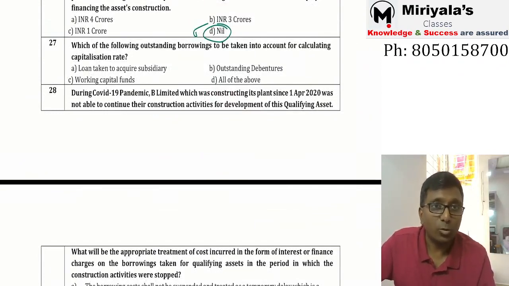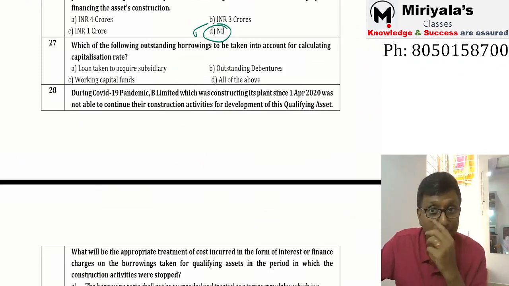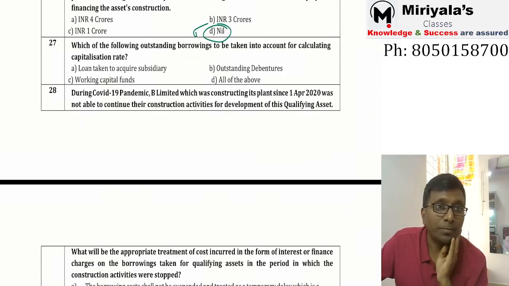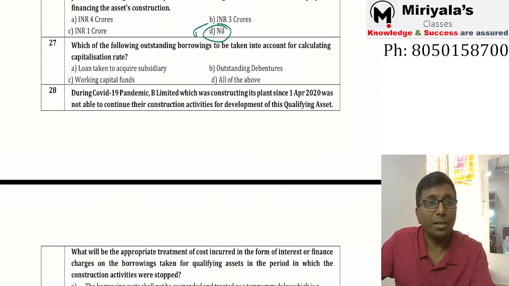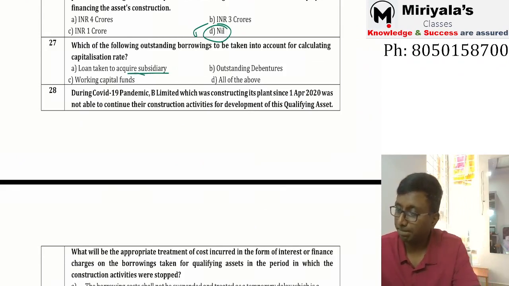Which of the following outstanding borrowings are to be taken into account for calculating the capitalization? Loans taken to acquire subsidiary. No, you cannot take it, there is a specific purpose. Basically outstanding debentures. Yeah, loans taken to acquire subsidiary. A subsidiary is not a qualifying asset, so general borrowing may come. Okay, right. Outstanding debentures, yes, surely we will take it.